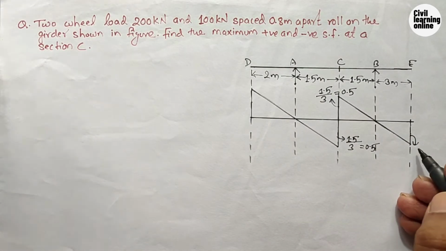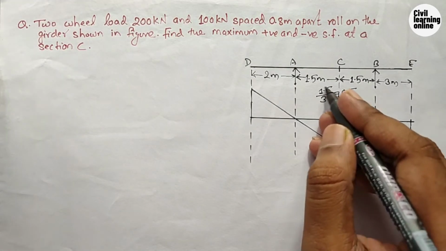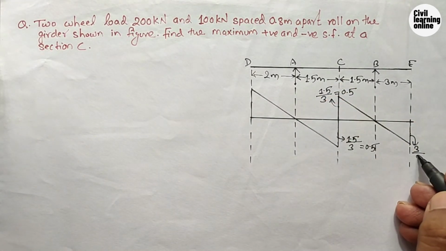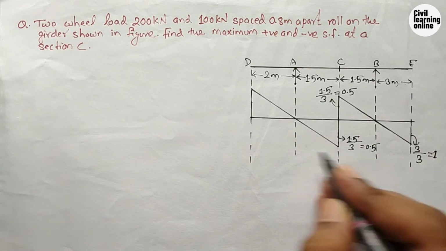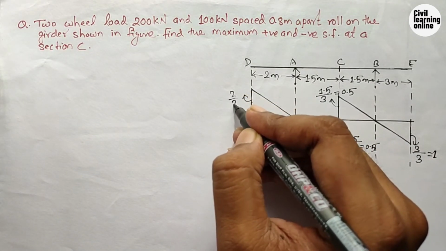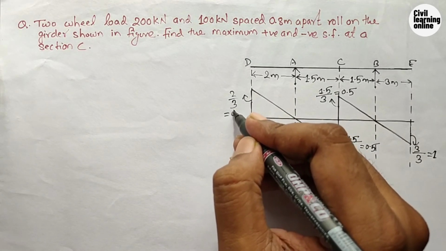The ordinate of this portion is going to be 3 upon span AB plus AC, that is L, so 3 upon 3 will be equal to 1. Similarly, this ordinate is going to be 2 upon 3, which will be equal to 0.67.